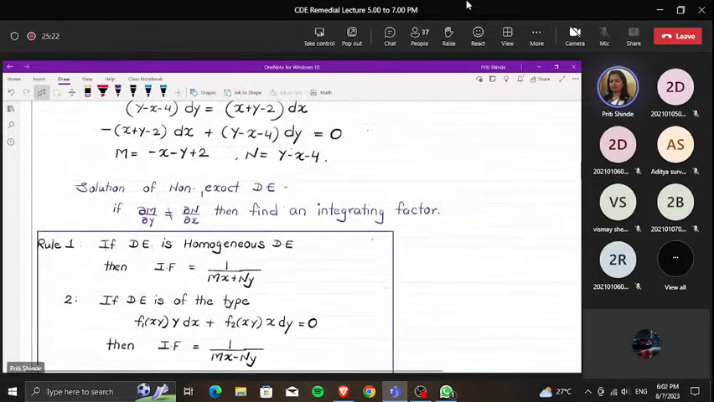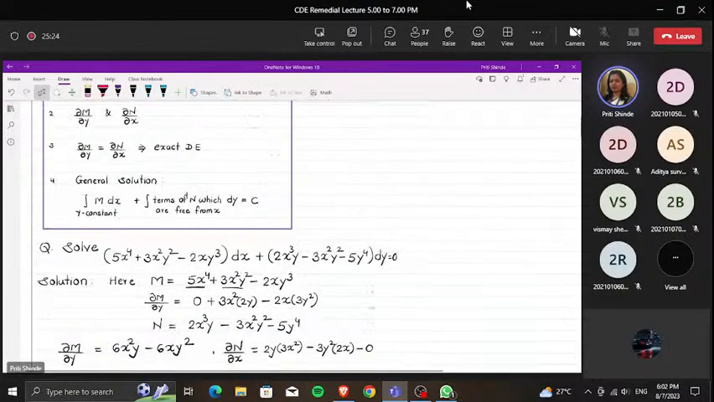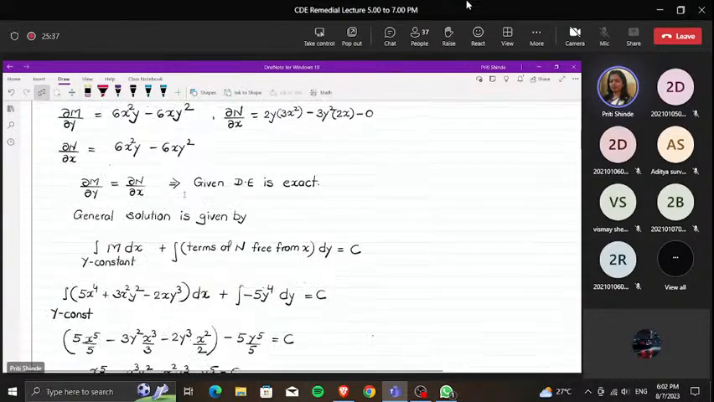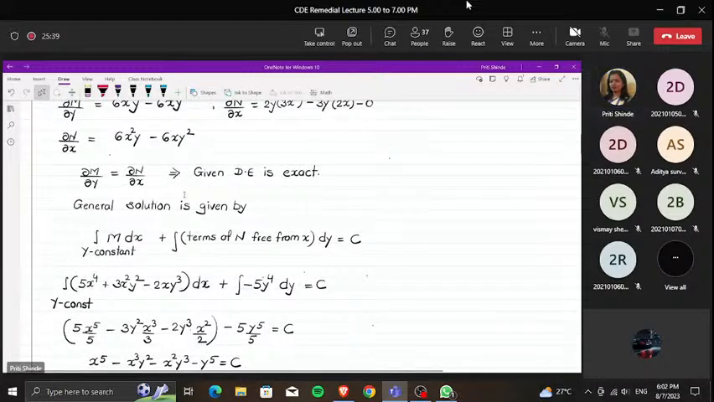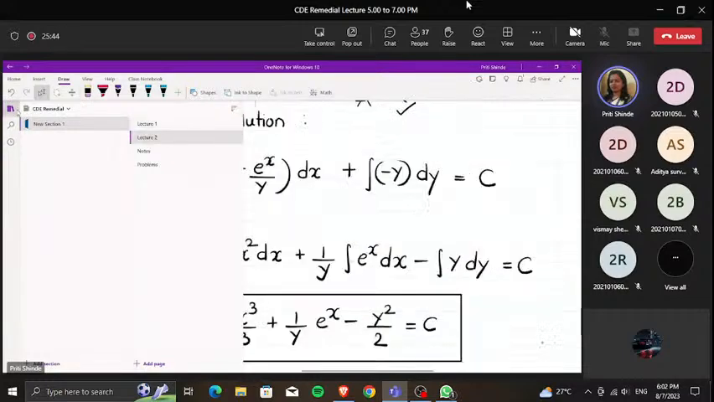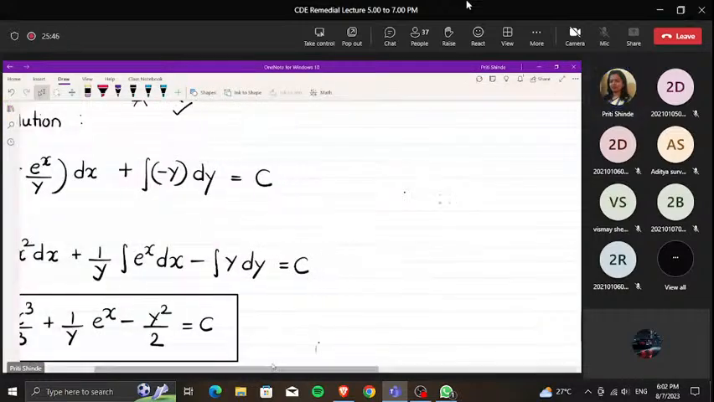And this step is very, very important. Terms of n which are free from x. Select only those terms which are free from x. If there is x, delete the corresponding term. If all terms contain x, then write down as a 0 dy. Understood everyone how to solve exact as well as non-exact differential equation? Any doubt?